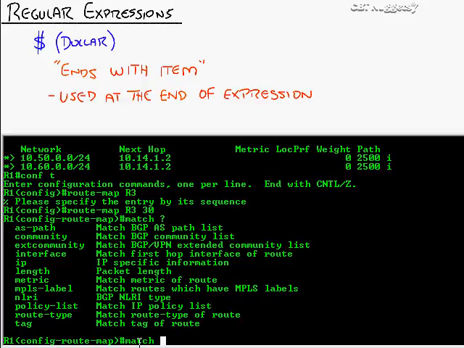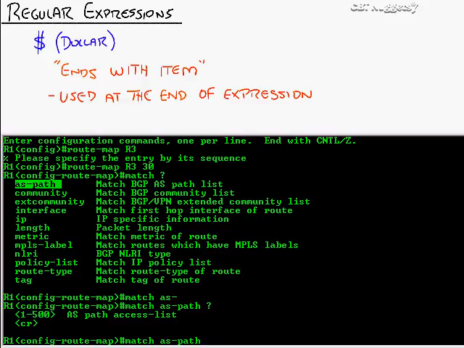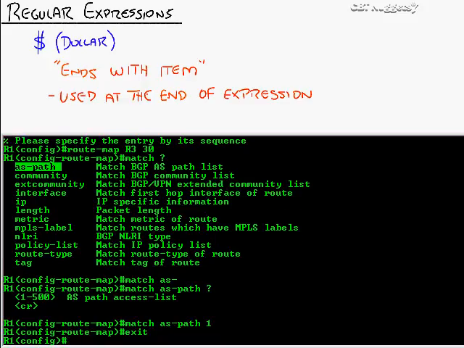I can say, you know what, I want to match routes that have the AS path that's listed right here. Now, if you look at this, it might not look like what you think it looks like. It says, I need an AS path access list. So you might say match as-path access-list 1. Let me show you what it looks like.